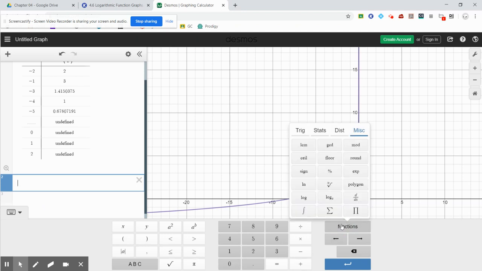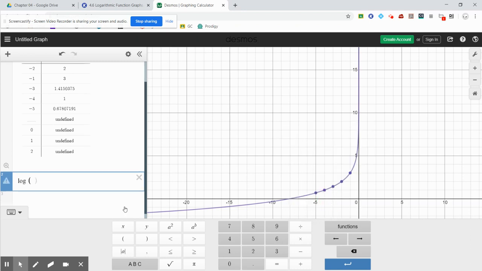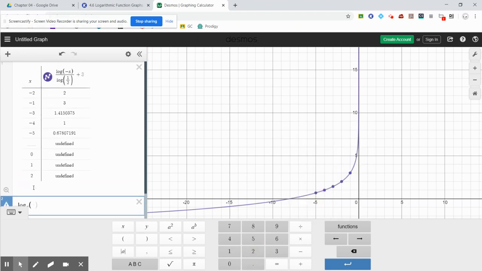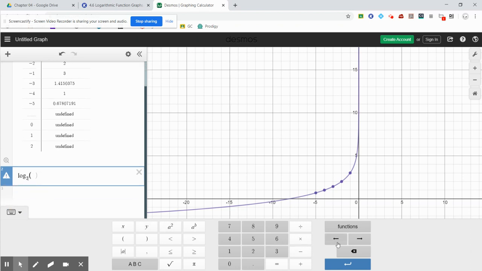It's over here in the functions menu, and I told you something, actually a little lie. I told you had to do the change the base formula, but I only did that to remind you how to use it. You actually have a log base function right here, and you could type in any base that you wanted to. Like that last one was a base 1/2. So you could actually type in log base 1/2 there. Or you could type it in as log base 0.5, but you can type that base in down there. You don't have to do all this work.